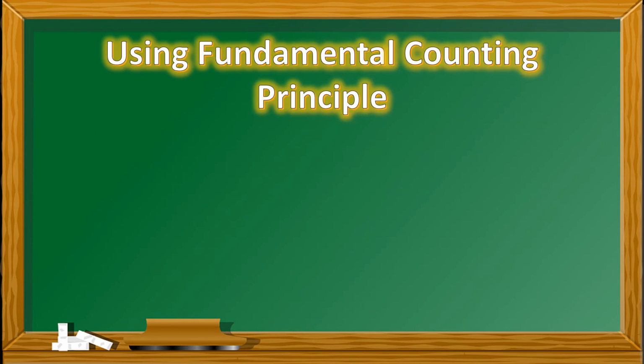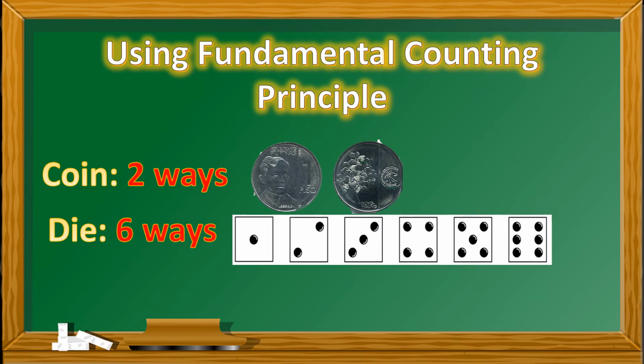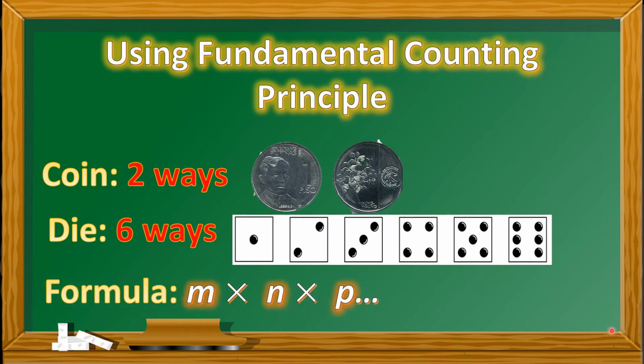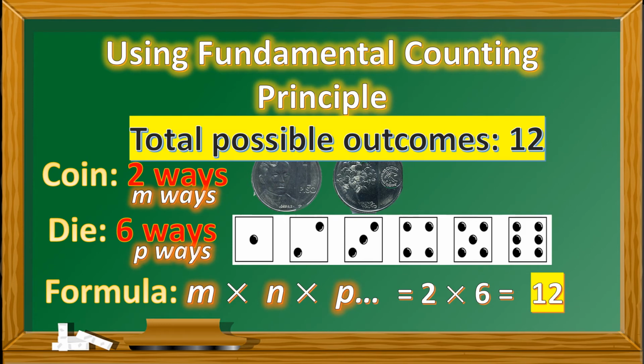Next, we have using the fundamental counting principle. So for the coin, we already know that there are 2 ways, the head and the tail. For the die, again, we have 6 ways. So 1, 2, 3, 4, 5, and 6. So again, for the formula, M times N times P times Q and so on. But in our case, we only have 2 here. So we have the coin and the die. So for the coin, let's assign that as M ways. And for the die, let's assign that as P ways. So therefore, that would be 2 times 6. So therefore, you have 12 total possible outcomes.